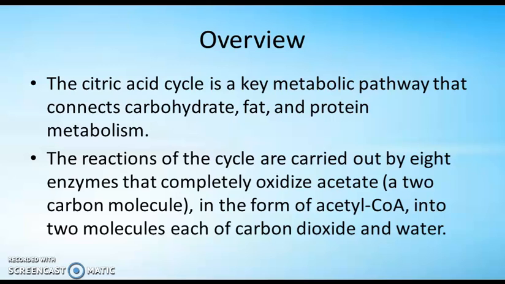Next is an overview of the citric acid cycle. The citric acid cycle is a key metabolic pathway that connects carbohydrate, fat and protein metabolism. The reactions of the cycle are carried out by 8 enzymes that completely oxidize acetate, a 2-carbon molecule in the form of acetyl-CoA, into 2 molecules each of carbon dioxide and water.